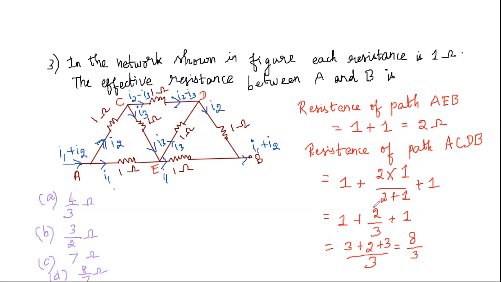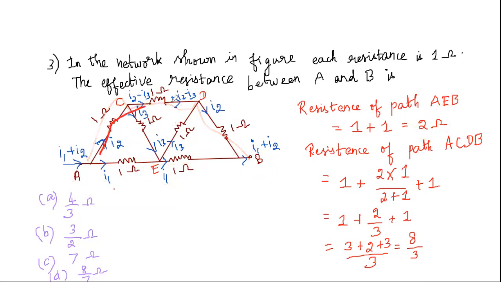Now the path AEB and ACDB. Okay, the path AEB and ACDB. So this AEB and this ACDB. Okay, A, C, D and B. So as I have already told you, we consider that we have this AEB and this network are separated. And after that, what we are doing is we are calculating the resistance for this part. This AEB separately, that will be 2 ohm. And after that, this part ACDB we have done.